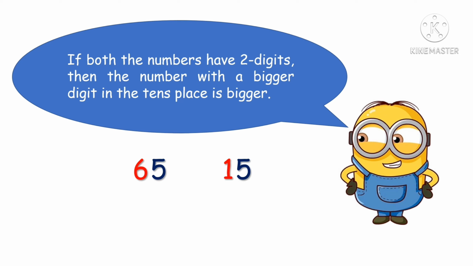If we see the number 65, the tens place is 6, and in the number 15, the tens place is 1. And we know among 6 and 1, 6 is bigger. So we can say 65 is bigger than 15.